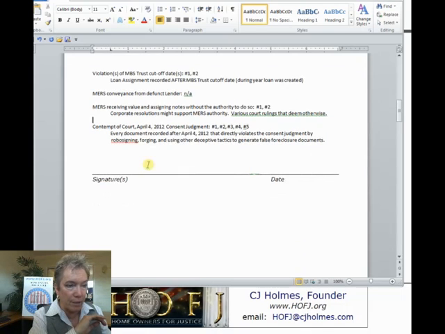MERS receiving value and assigning notes without the authority to do so. Okay, corporate resolutions might support the MERS authority. That's one of their workarounds. They create fake and fraudulent documents anywhere and everywhere to try to circumvent some of these issues. So it may be that that isn't necessarily going to hold up.